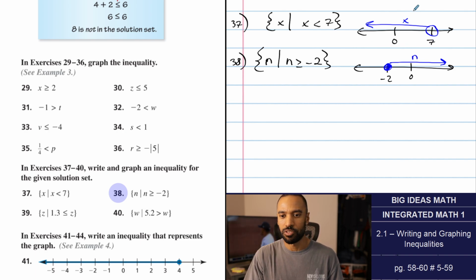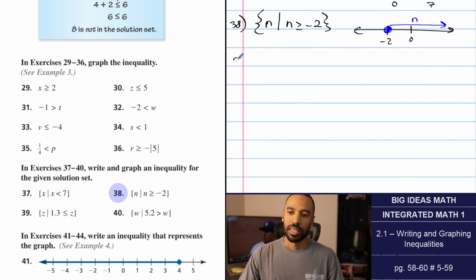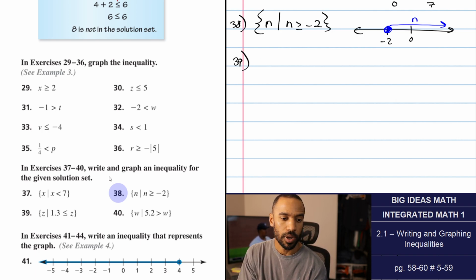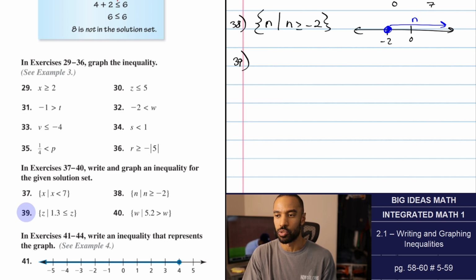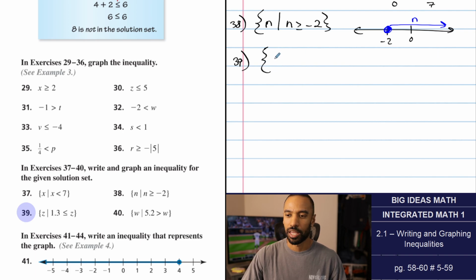For me, it's a good way of just indicating that it's specifically for the variable. It's important when we end up solving them and that we are referring to the variable in comparison to the number. So I'm really big on it personally. I know the book's not really doing it, but they're still representing those as the solution sets regardless. All values of z for which 1.3 is less than or equal to z.